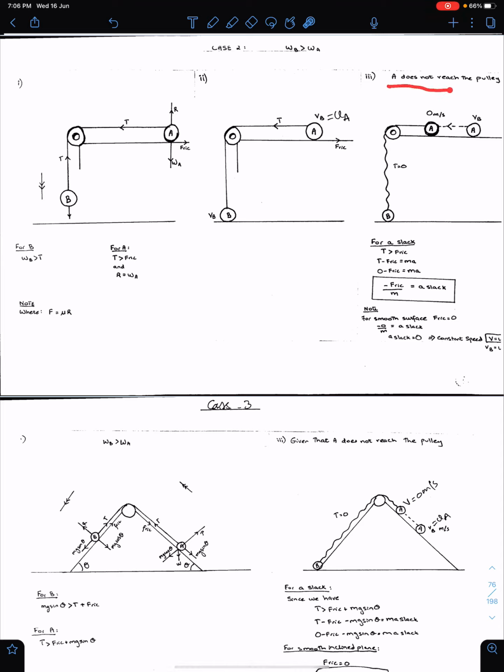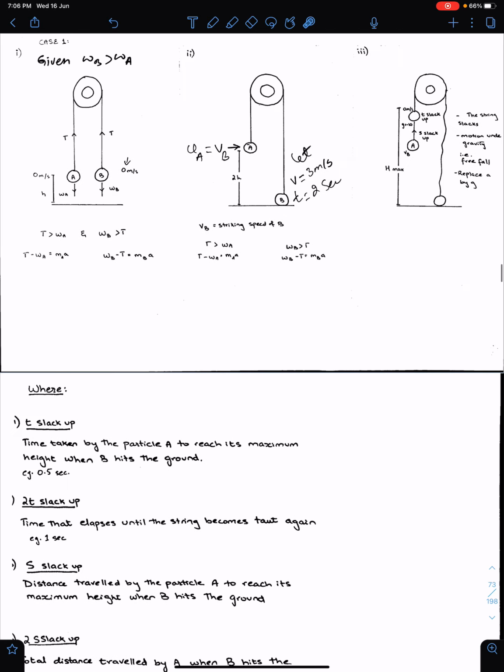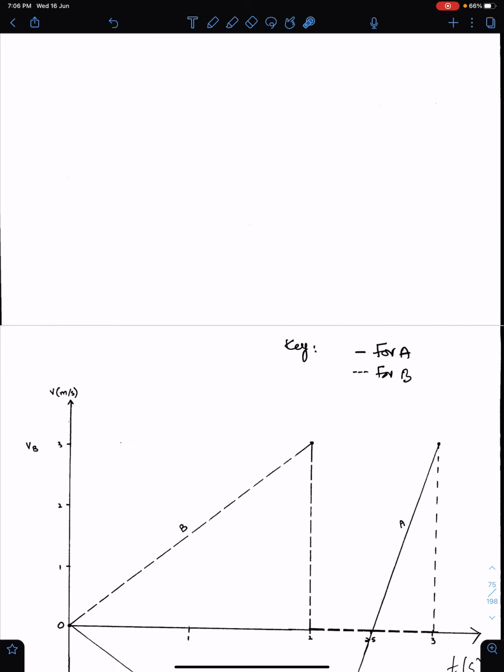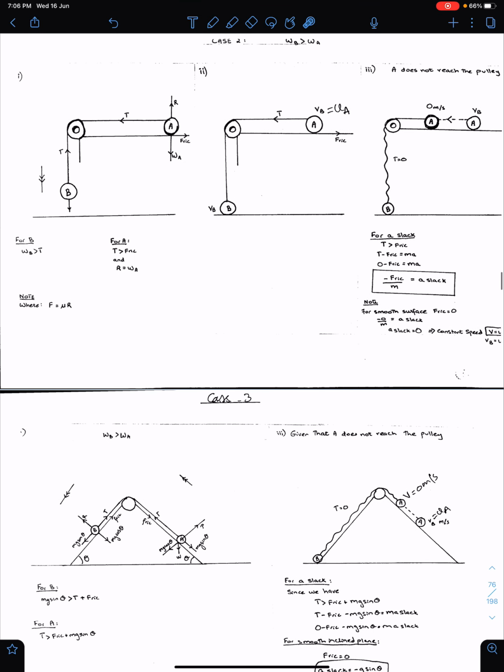And it's given that A does not reach the pulley, therefore A will come to rest before the pulley, and therefore its final speed is 0, its initial speed is vB, and we need the acceleration. Now this is very important. Since the motion here was under gravity, we took g as 10. But here the motion is not under gravity. Particle A is in contact with the table, so you cannot use g here. You need to get the acceleration of particle A for this motion.